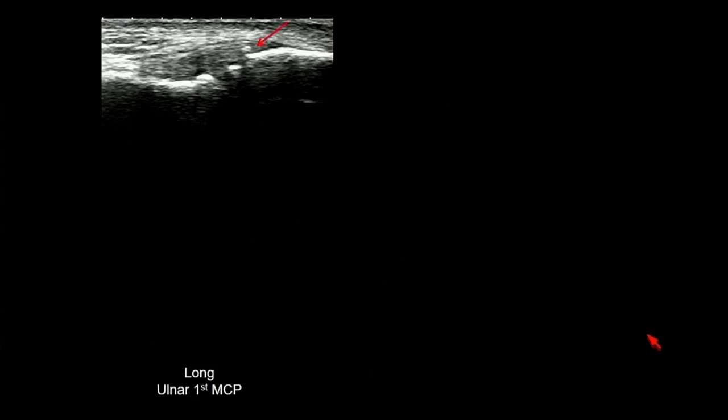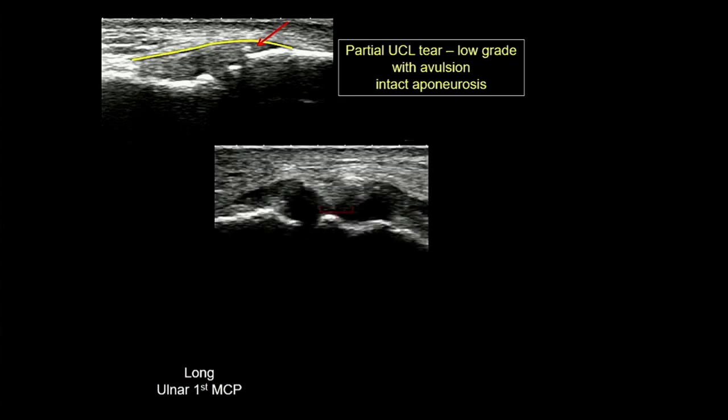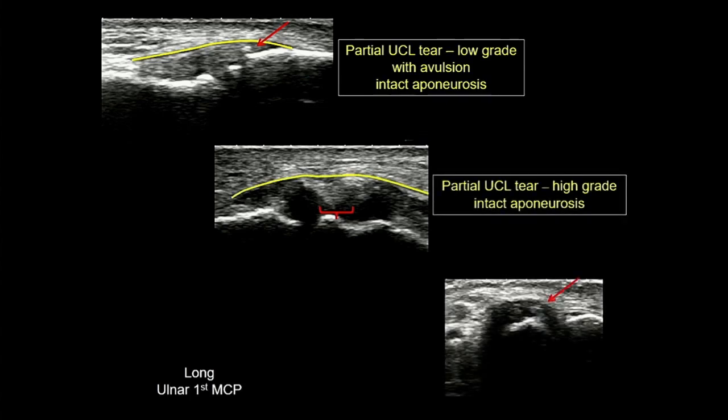Here's just the spectrum of pathology. So here's a small echogenic region just at the base of the proximal phalanx. The aponeurosis is intact. So this is just a small avulsion, but an intact aponeurosis. Here's a larger partial tear with the aponeurosis intact. And this one here would be a Stener's lesion. So the ulnar collateral ligament is completely displaced. The aponeurosis takes a deep dive, and that is a Stener's lesion.